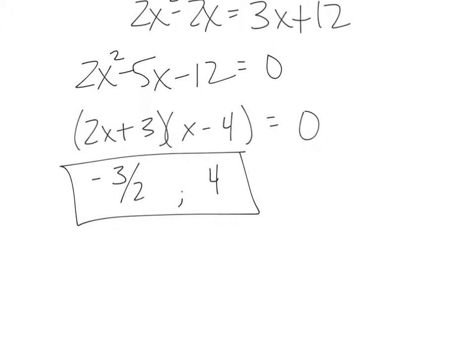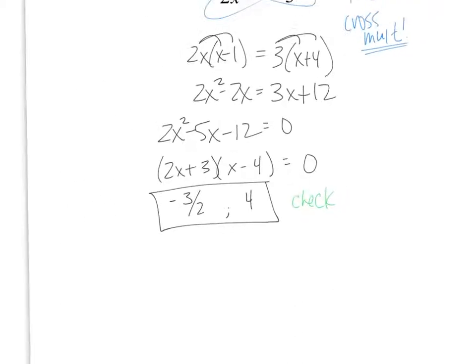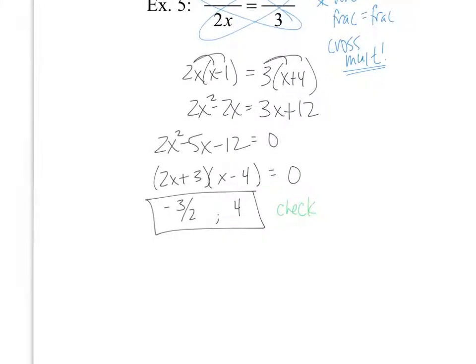Last thing I'm going to do is check real quick and make sure it doesn't make any of my denominators equal to 0. So when I plug in the negative 3/2 to this denominator, that doesn't make it 0, it makes it negative 3. That's fine. When I plug in 4 to this denominator, it makes it 8. That's not 0, so they're both good. So these both work. We have two solutions for this one.